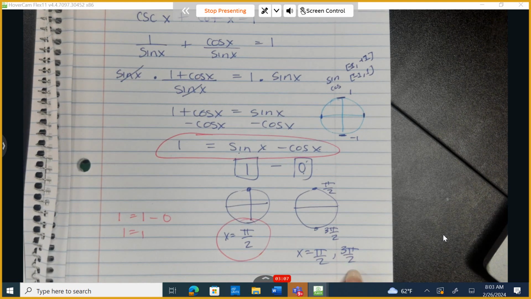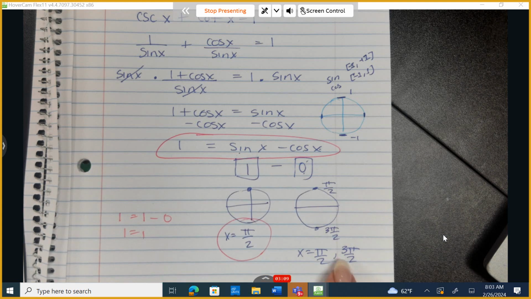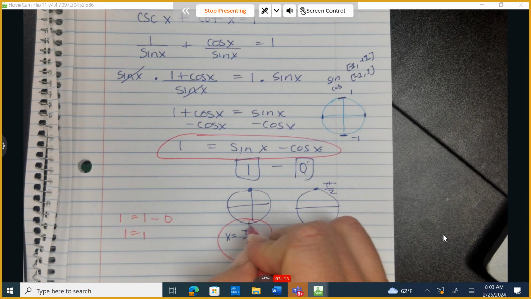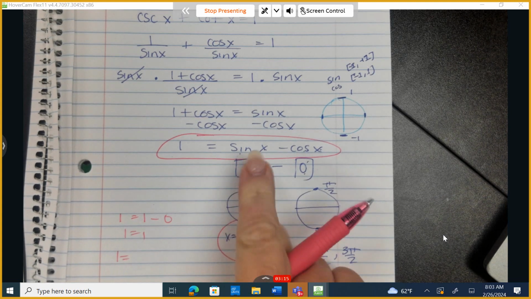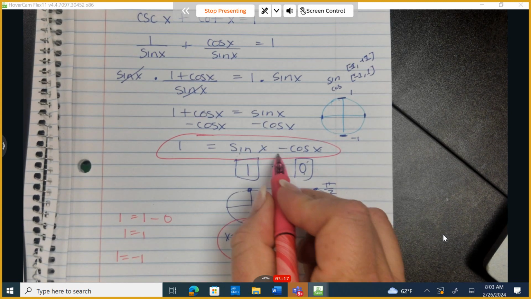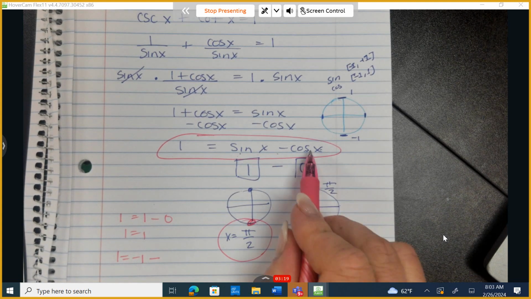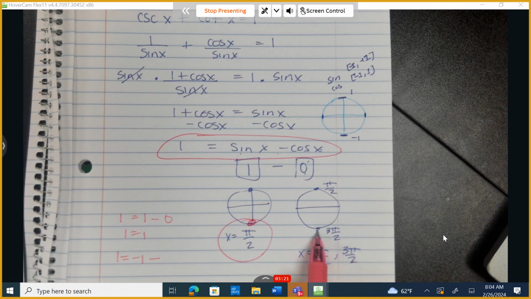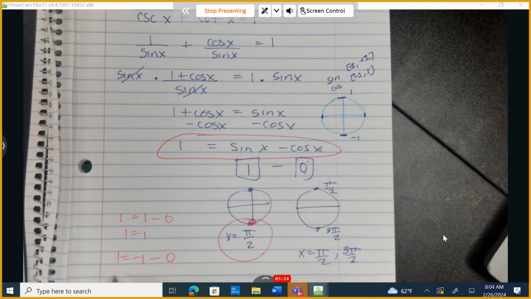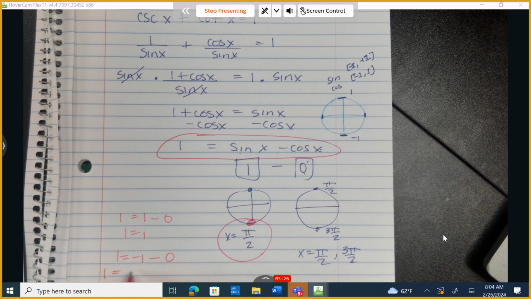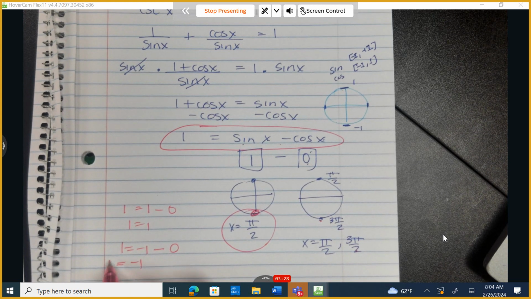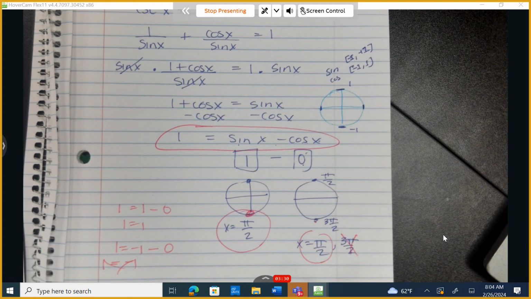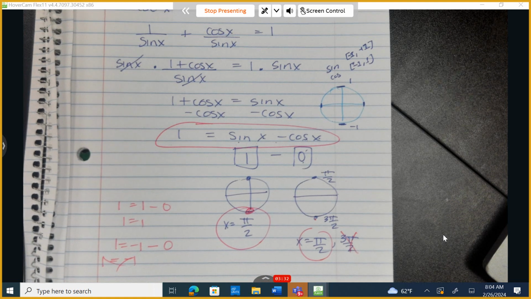Now let's try 3 pi over 2. What is the sine of 3 pi over 2? If that's a solution, we have to check it. The sine of 3 pi over 2 is -1. So 1 equals, this would give me a -1, subtract, and what is the cosine of 3 pi over 2? The cosine is 0. So +1 equals -1. The left side doesn't equal the right side. That makes this an extraneous solution, and we only have one answer of pi over 2.